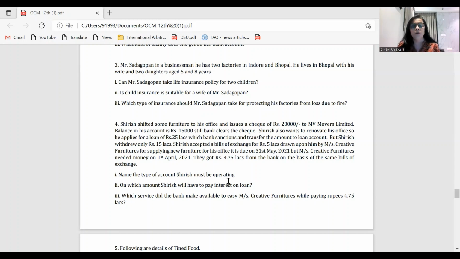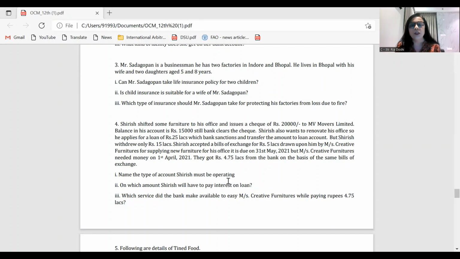The second one, is child insurance suitable for a wife of Mr. Sadagopan? No. Child insurance will not be suitable for the wife of Mr. Sadagopan. If you feel you want to add a bit, you can say child insurance would benefit for the insurance of the 2 daughters. Question number 3.